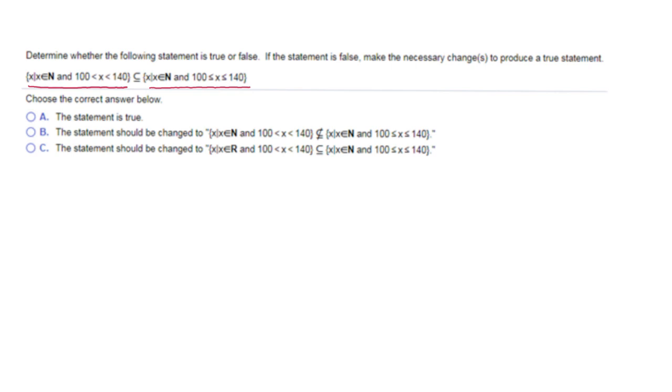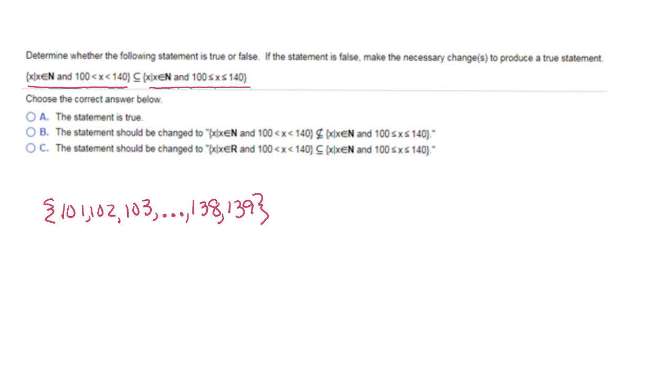So what we can do is take a look at these items in roster notation if you'd like. Since the first one is the natural numbers where x is between 100 and 140, we would look at 101, 102, 103, and I'm going to put an ellipsis there. And remember, it's going to go up to 139 because it's less than 140.